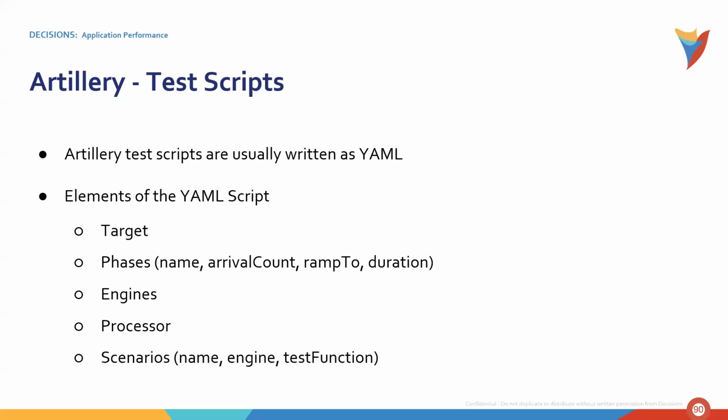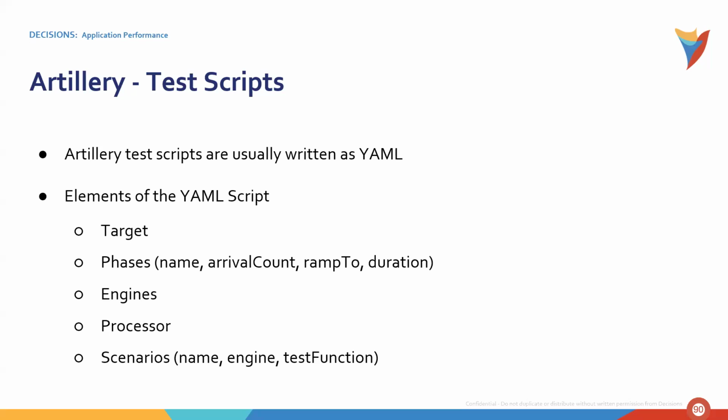Afterwards, we need to define scenarios. Phases is similar to thread group in JMeter, where you specify how many users you want to represent and what is the duration of your test. Similarly, you specify that here in the phases.